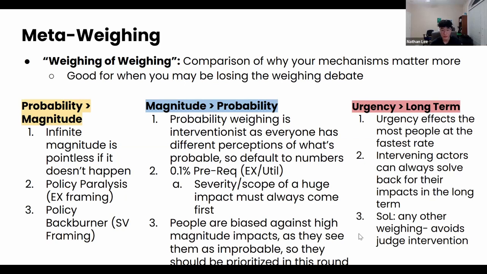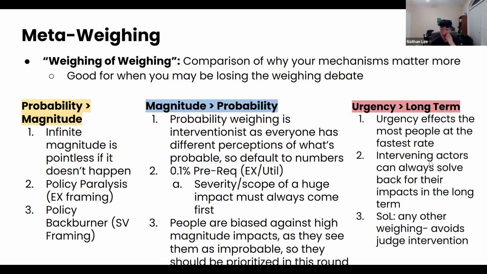Second is that if your impact is large enough, even a 1% link or chance of it happening means that it should always come first on your ballot. So like the standard 0.1% nuclear war situation. Also, we'll talk about this more on extinction framing, but there's also arguments that people are biased against voting for super high magnitude, low probability impacts because everybody assumes they're being solved for, which means that you should actually put it on your ballot because it's being underrepresented.